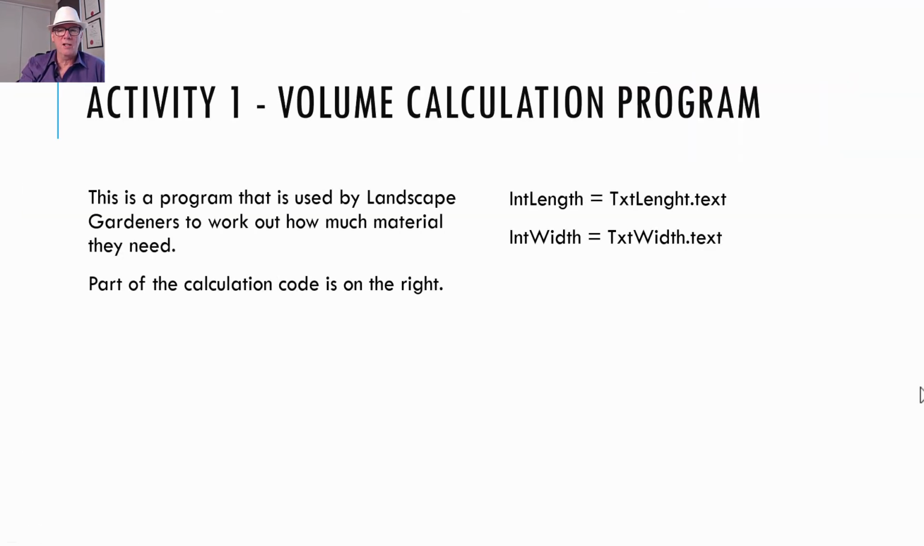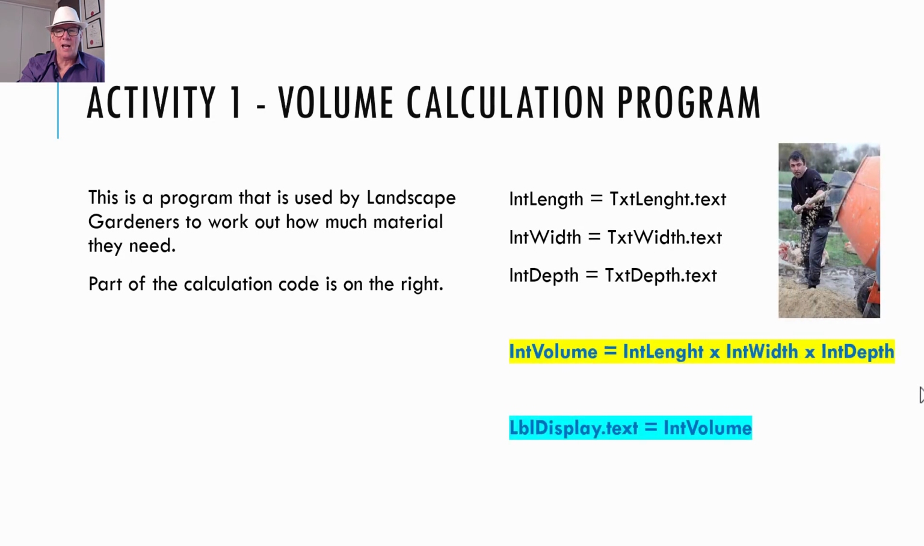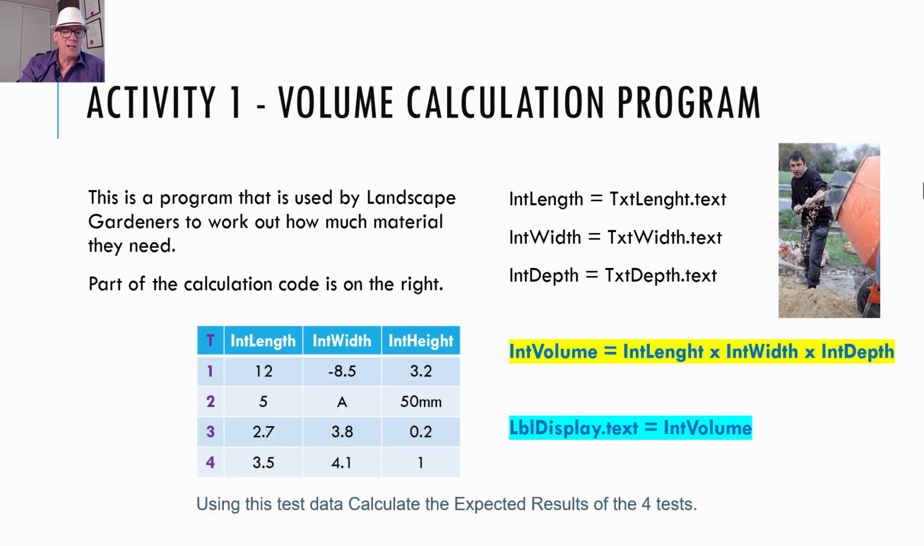Here's a volume calculation example for a landscape garden. We'll leave you to look through it, but if you remember your maths, this guy's trying to mix up some cement to fill in an area, maybe in a courtyard or a path that he's making. It's length times width times depth, how thick the concrete has to be. And then we're going to display that out in our display.txt. So we've got a label out on our Visual Basic form to display that in. So we'd need to have some testing for that.